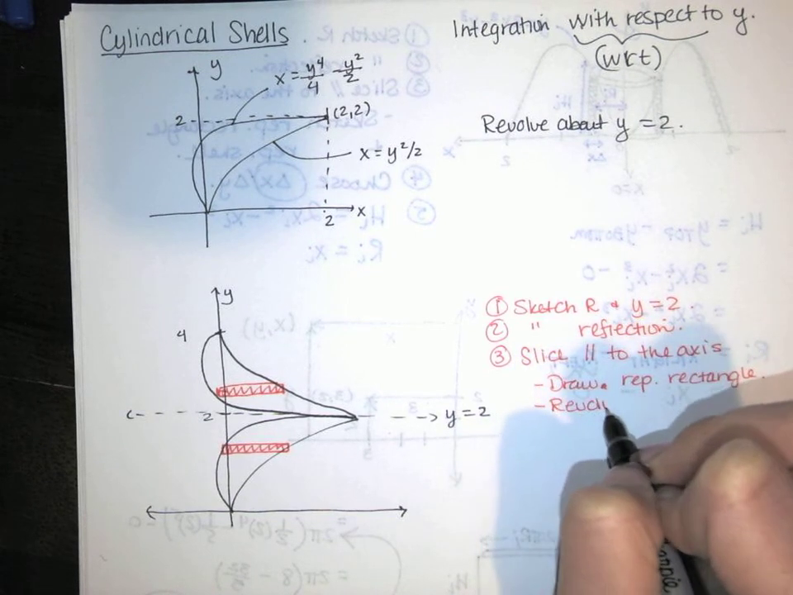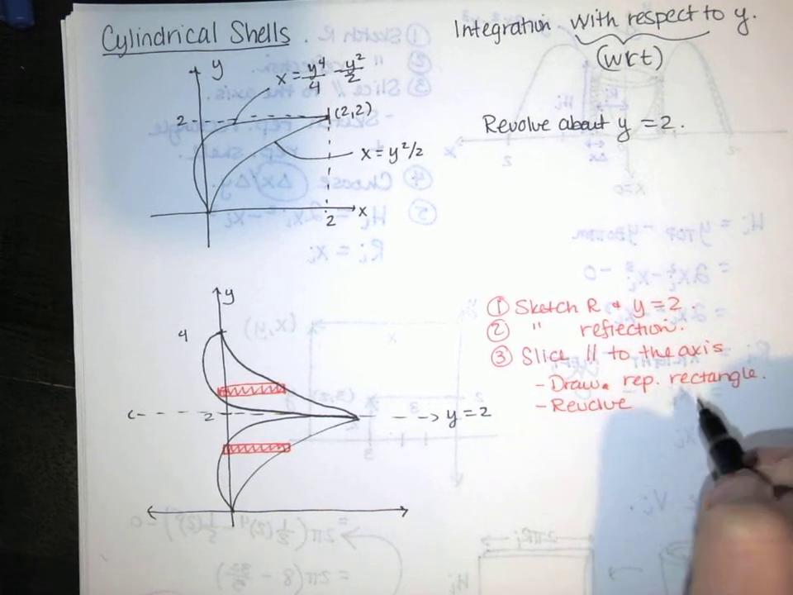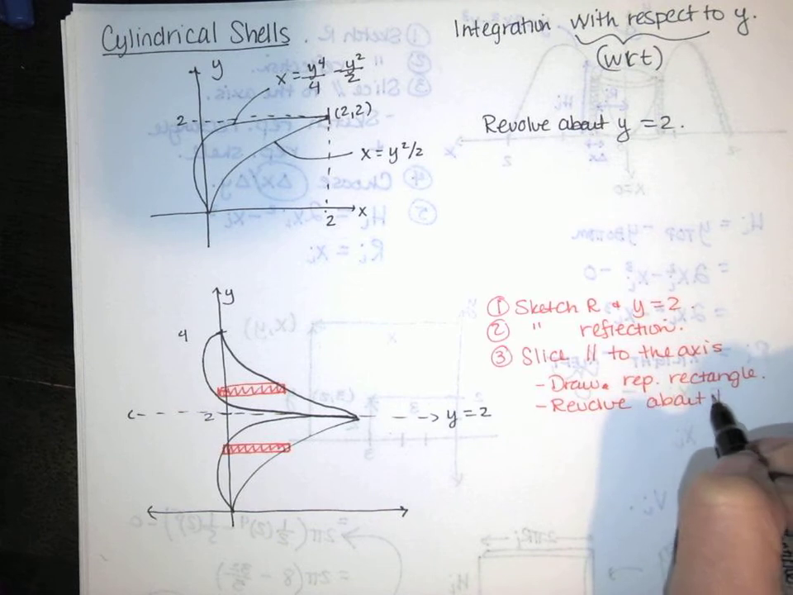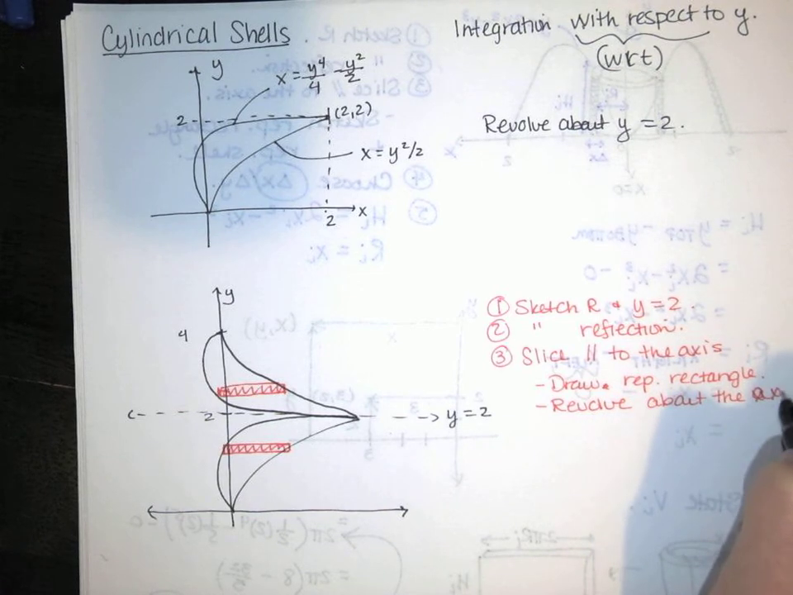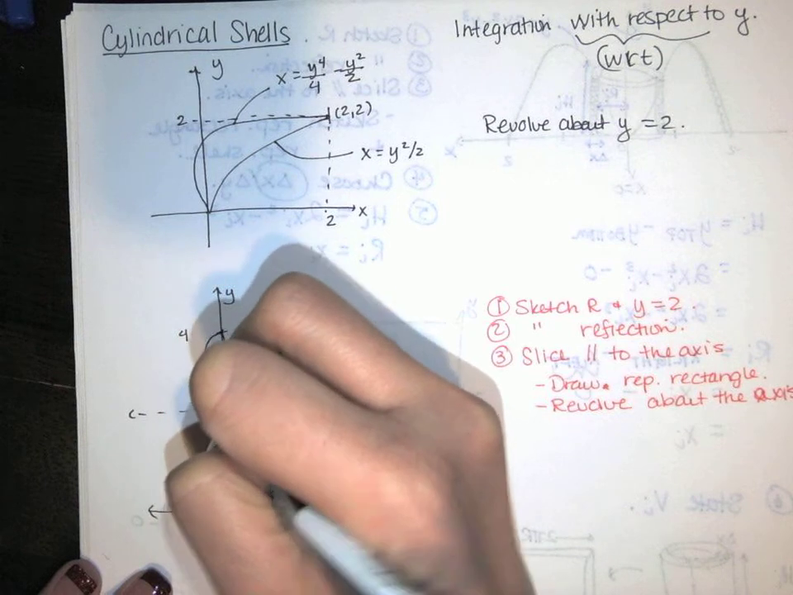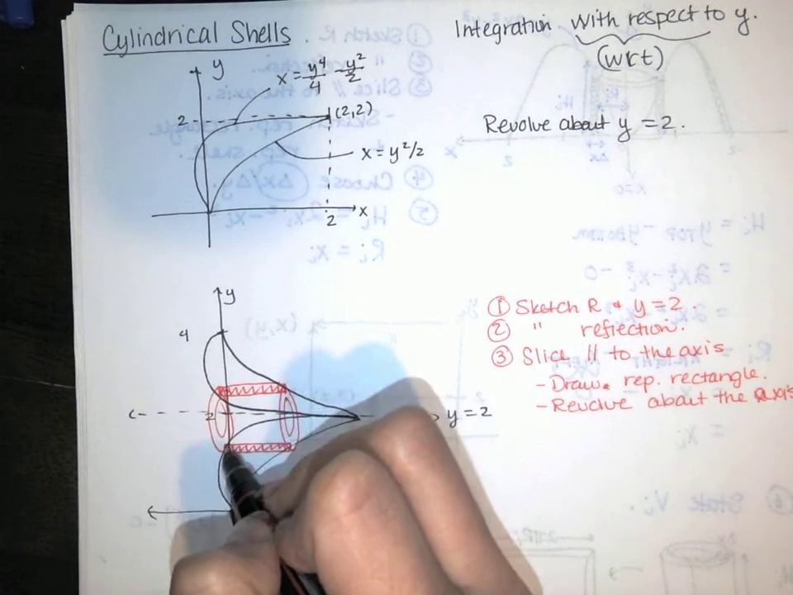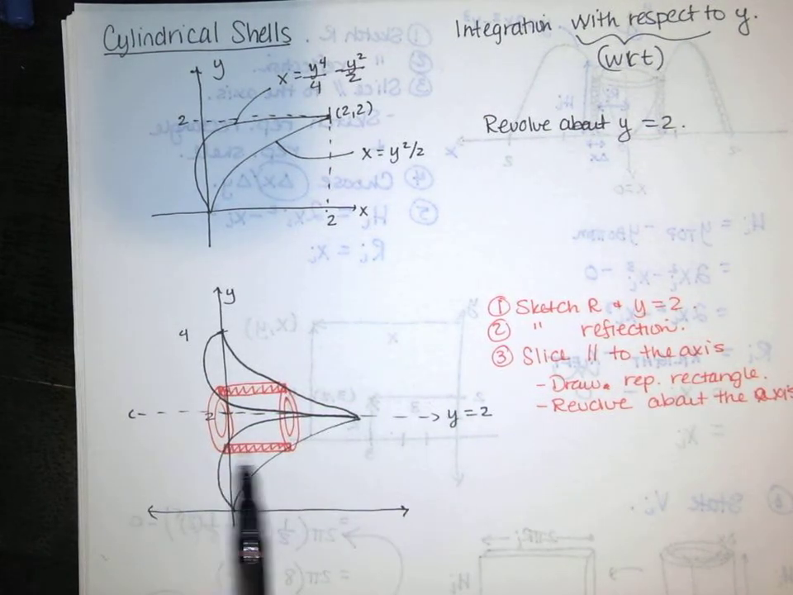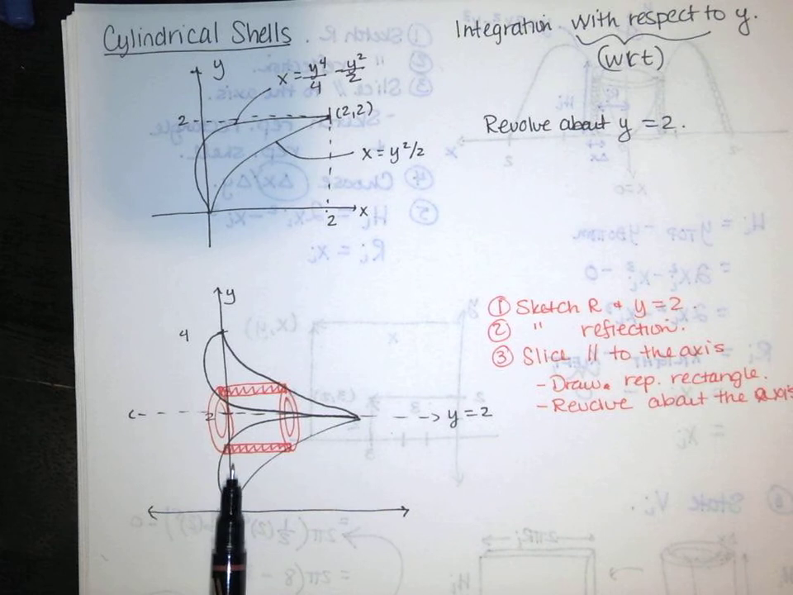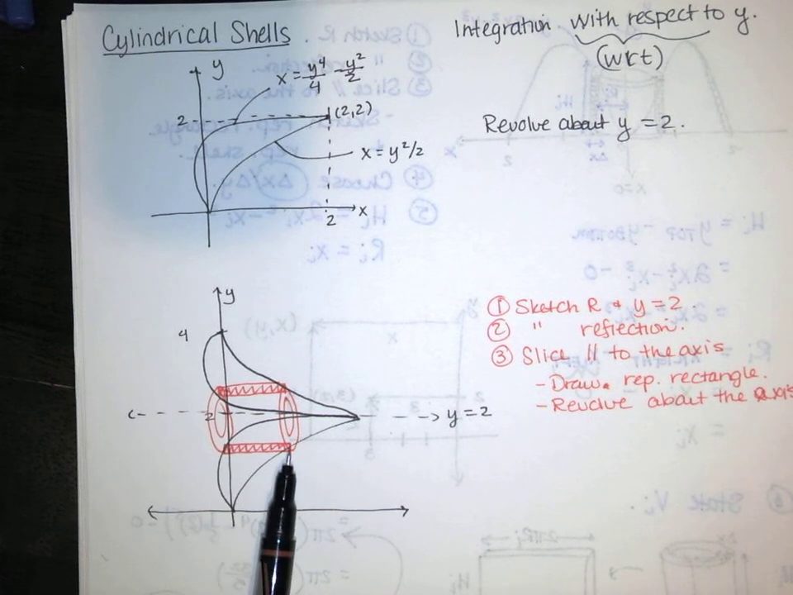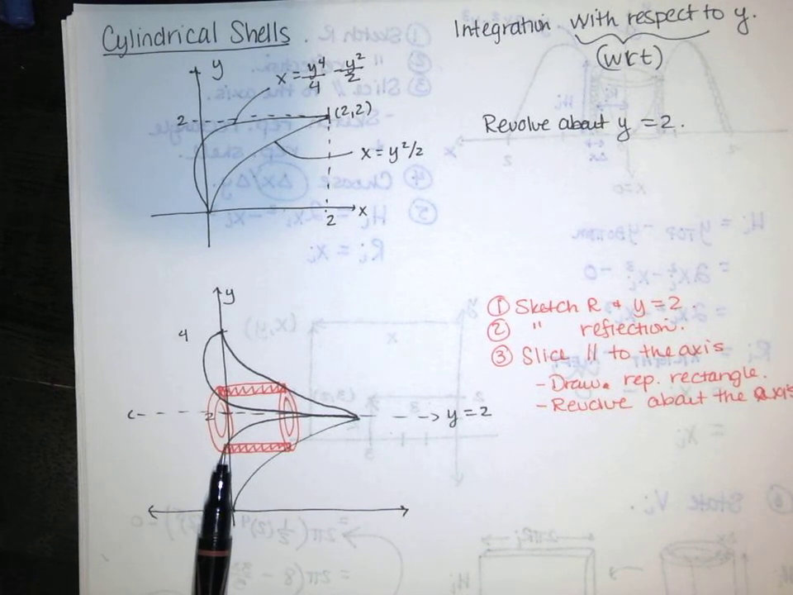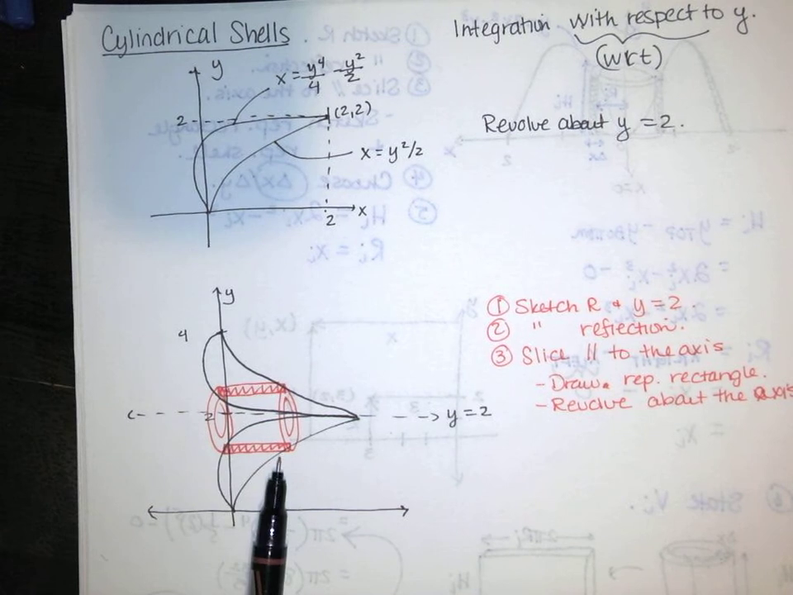Revolve the representative rectangle about the axis. So when we do that, we're going to see this over here, and roughly it's going to look like this. Now you might be saying, I don't know, that looks very simple, but notice that the height of the shell, instead of being up and down this time, is going to be x on the right minus x on the left. It's a horizontal distance, and that is a good thing.